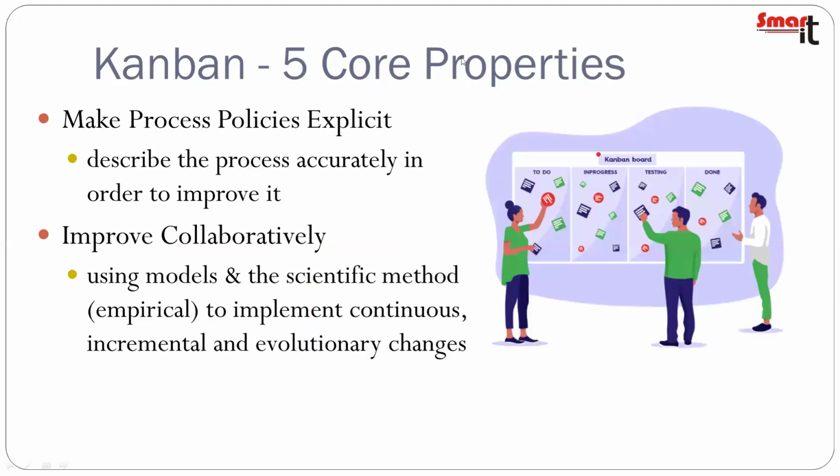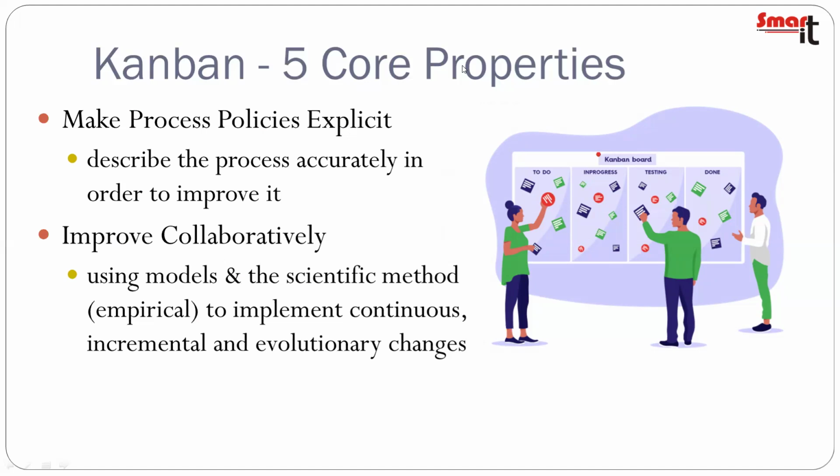Then the fourth, so we said that there are five core properties, no? Right. The fourth one is make process policies explicit. It means if there are some processes and policies, you have to follow those very explicitly and accurately in order to improve your workflow. Not only making processes and policies, you have to stick with them. You have to respect those things actually.